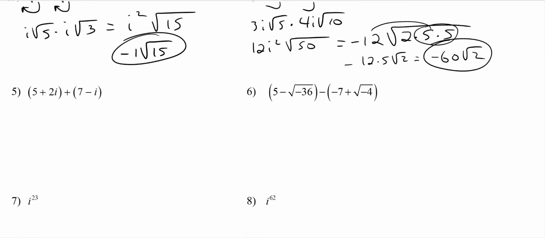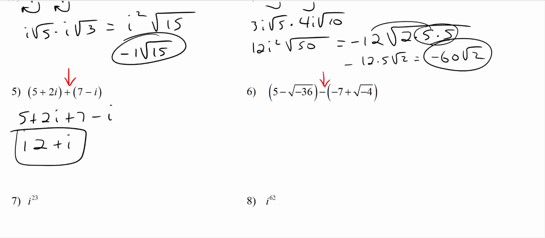These next two problems, first of all, I want to point out that that's a plus and that's a minus. Very important, okay? If it didn't have anything between it, it would be FOIL, okay? So anyway, this one is 5 plus 2i plus 7 minus i. And just like x's, you combine them together. So we're going to do 5 plus 7 is 12. 2i minus 1i is 1i. So it's 12 plus i.